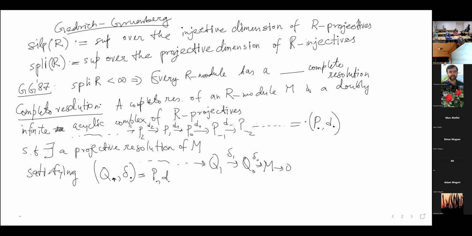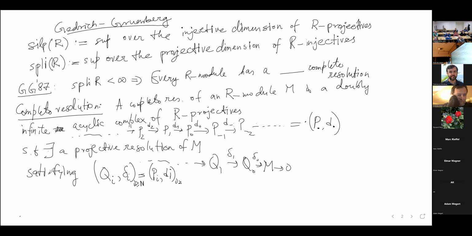Let's write with I: Qi with delta I, and Pi with di, they agree in high enough degrees, for some n. Now, in the 80s, this was the definition of a complete resolution. However, now we will call this a weak complete resolution because we haven't added the total acyclicity condition.